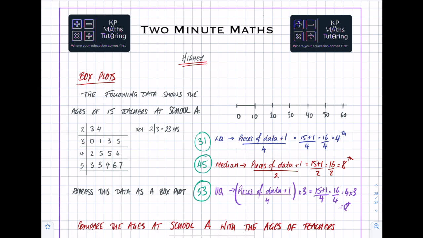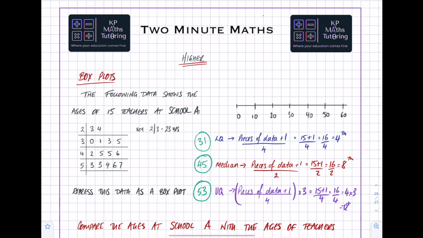You take how many pieces of data there are, plus 1, divided by 4. So it's the same as what we did here, but this time you times by 3. So we know that that gives us 4. 4 times 3 is 12. So you're looking for the 12th piece of data. 1, 2, 3, 4, 5, 6, 7, 8, 9, 10, 11, 12, which is 53.